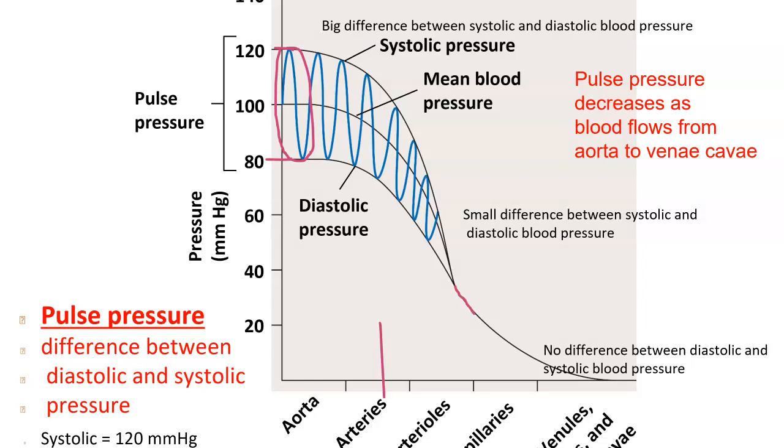So in smaller arteries, pulse pressure will be smaller because the difference between systolic and diastolic pressure will decrease, until by the time we get to the arterioles and the capillaries, pulse pressure has completely disappeared, which is exactly what we want. The reason why pulse pressure is greater at the aorta is because this is one blood vessel that is receiving all of the stroke volume that is pumped out of the left ventricle.